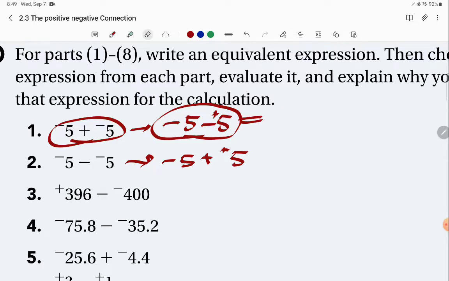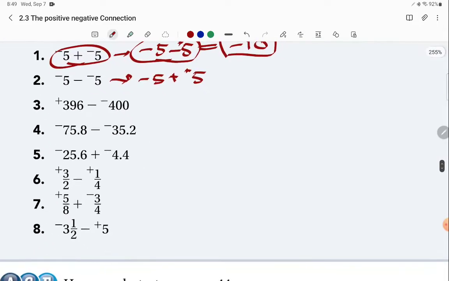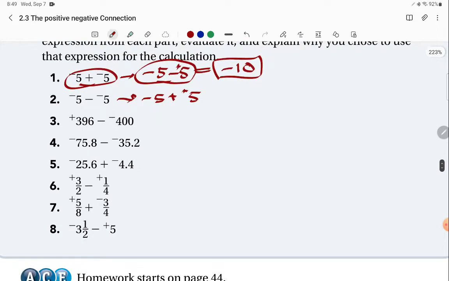And this is a good example of why I like to turn everything to an addition problem, right? Negative 5 plus a negative 5, you're combining 2 sets of negatives, which gives you a bigger set of negative, and we get negative 10. All right, so go ahead and do that for all of these and then come back and see how you did. So pause the video right now.